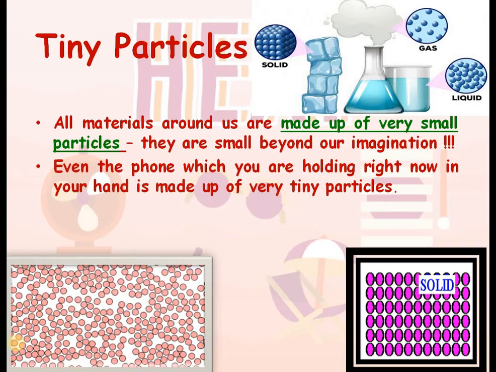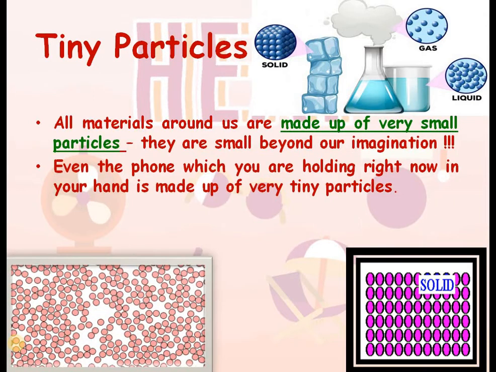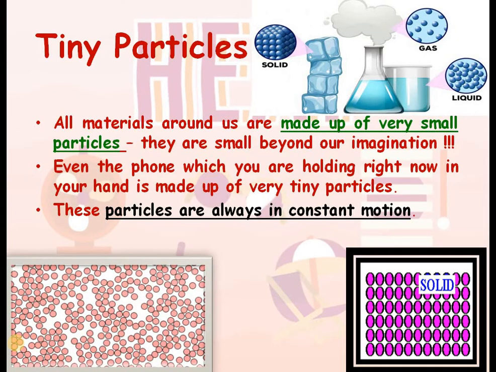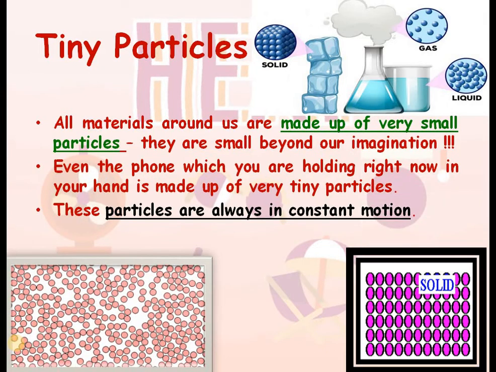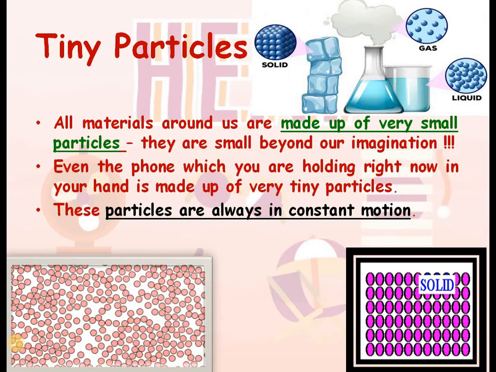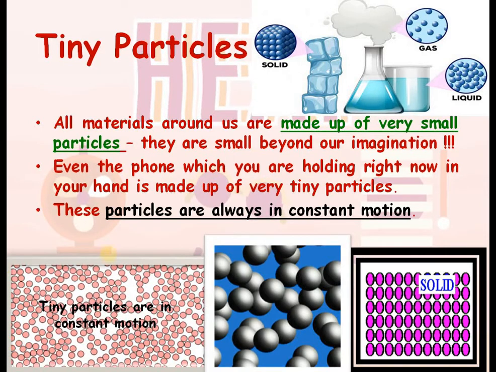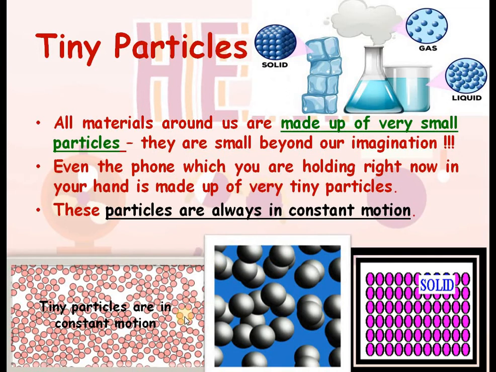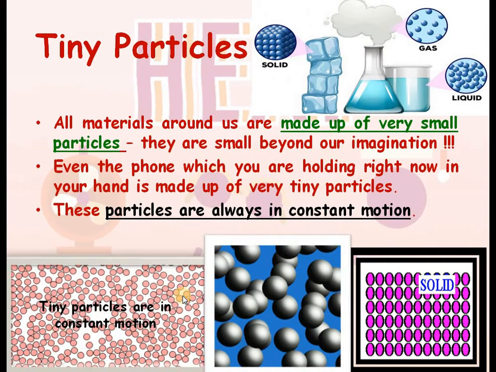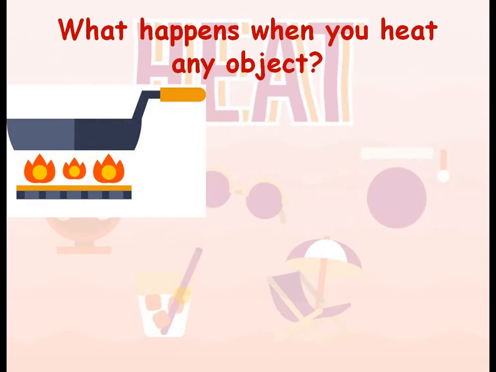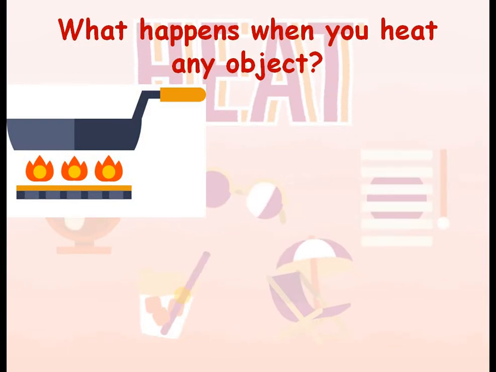Even the pen which you are holding right now in your hand is made up of very tiny particles. It is not visible to you, but these particles are always in constant motion. As you can see here in these figures, the small particles are in constant motion. Now let us study what happens when we heat any object.